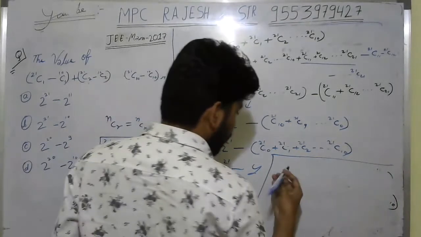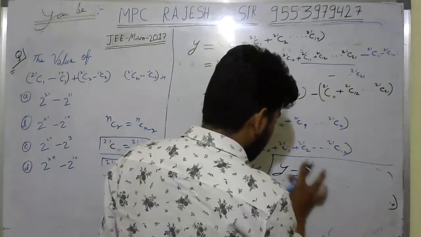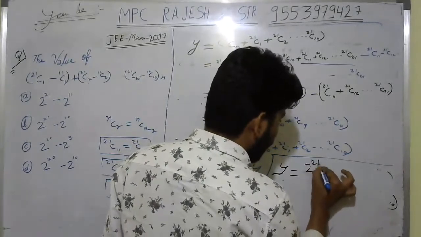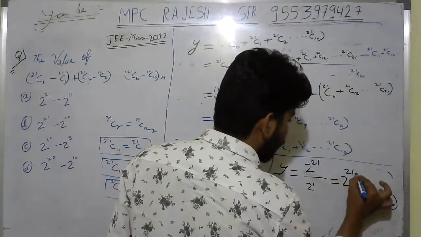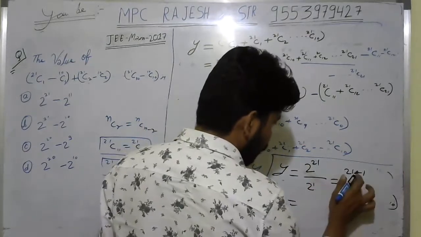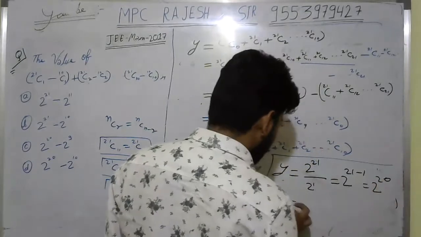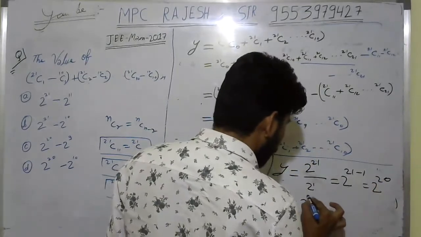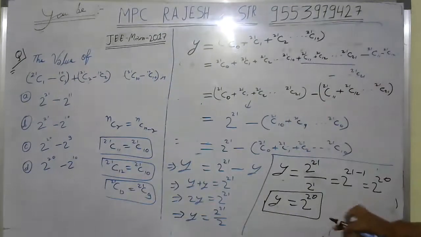So it will equal y to the power, this is nothing but 2 to the power 21 by 2 to the power 1, which is equal to 2 to the power 21 minus 1, by the m by n formula, 20. So this is equal to 2 to the power 20. So y is equal to 2 to the power 20. From this calculation we got y is equal to 2 to the power 20.